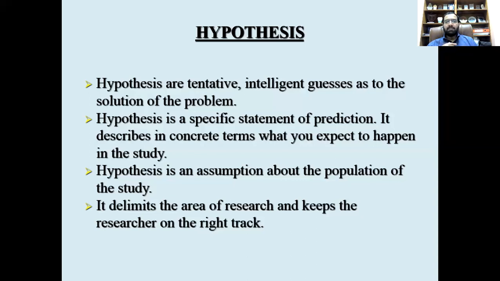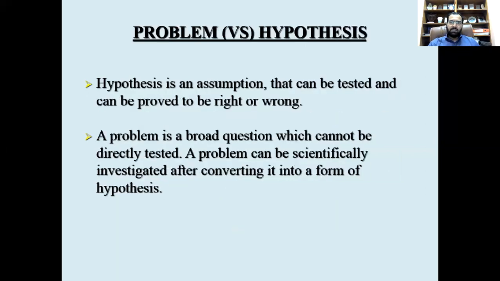So it delimits the areas of research and keeps the researcher on the right track. Why? Because it has a clear hypothesis, so the researcher exactly knows that this is my population, this is my sample, this is my hypothesis, these are the variables in which I am interested, and then looks for the results.